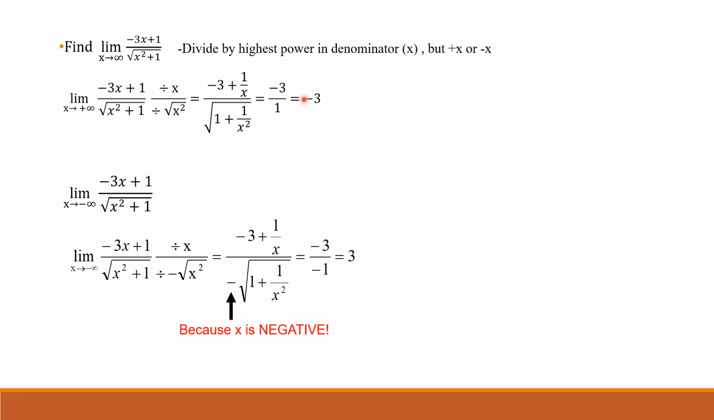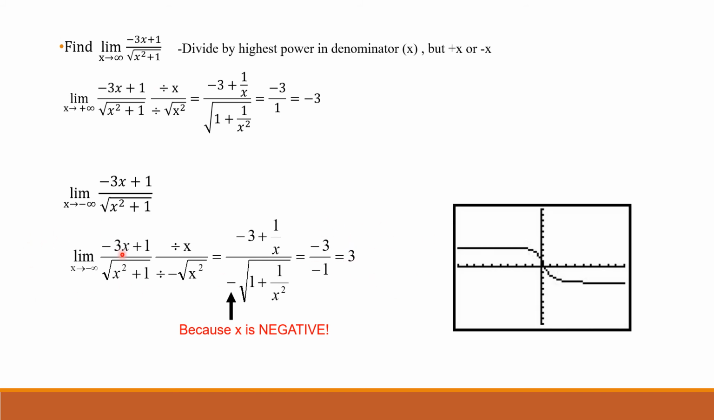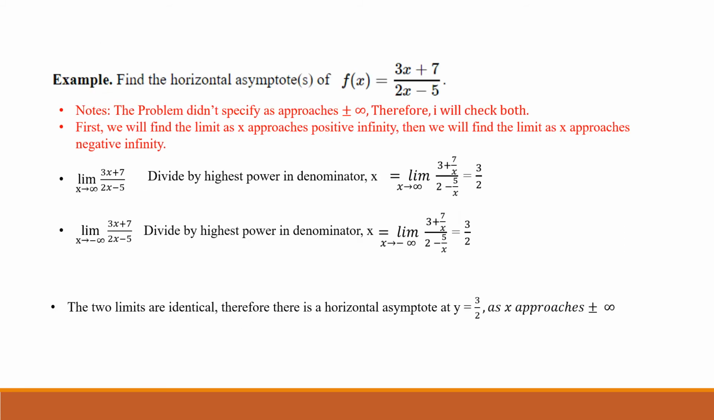This means here I have two horizontal asymptotes. I have a horizontal asymptote y equals negative 3 as x approaches positive infinity. I have another horizontal asymptote y equals 3 as x approaches negative infinity. And this is actually how it looks like. On the positive side, x is approaching positive infinity, y equals negative 3. And here, as x approaches negative infinity, y equals positive 3. Alright.